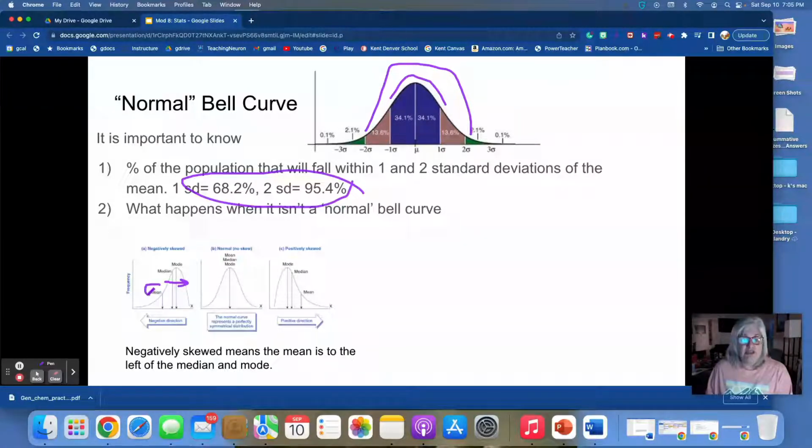So I want you to think about how it's skewed because of the mean. Notice that the mean is to the left of the median and the mode. So that means that the mean is to the negative direction. So we would call that negatively skewed. Versus positively, where the mean is to the right of the mode and median, we call that positively skewed.